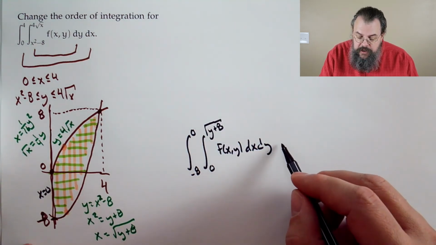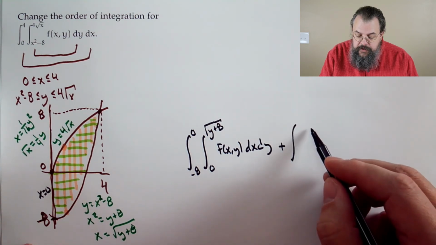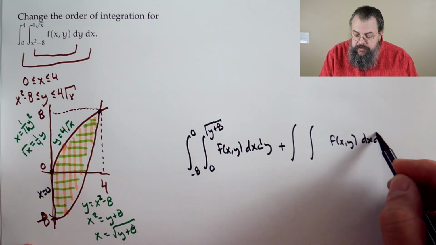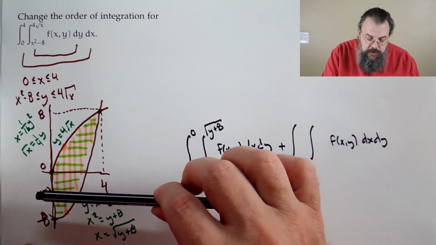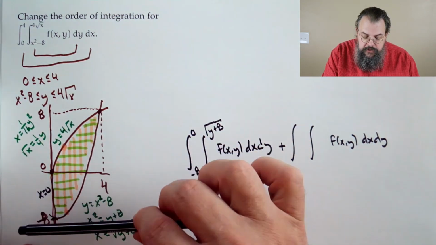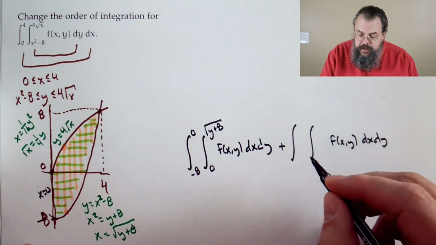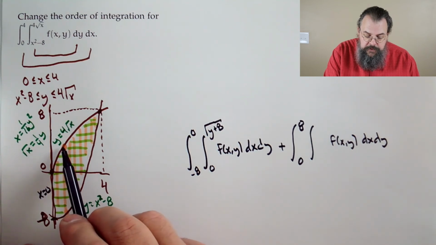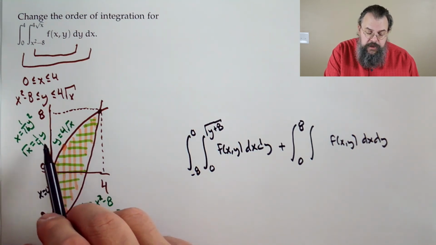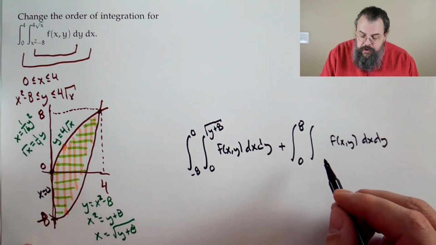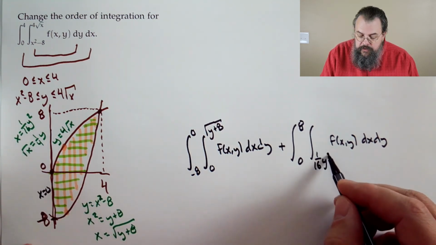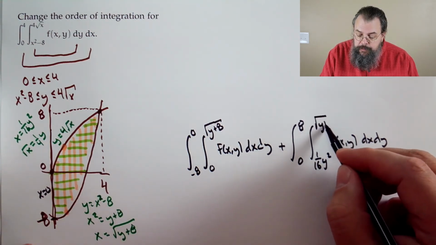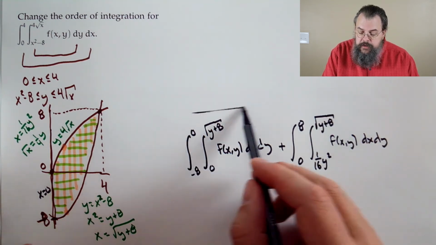All right, add to that, okay, integral of f(x,y) dx dy. Okay, now here, where does y go from? Well, starting at 0 up to 8. All right, great. And now, how about x? Well, we're going to go left to right. The left curve is a function x in terms of y, 1/16 y squared. The right curve, x as a function of y, square root y plus 8. And we're done.